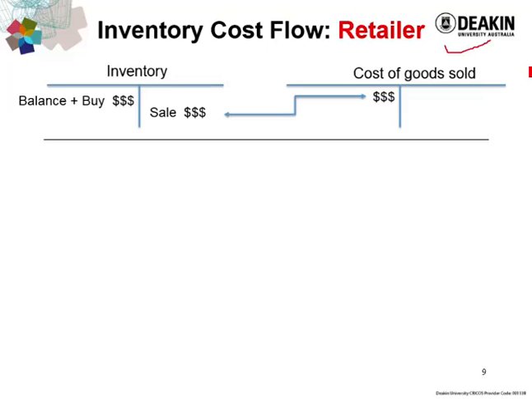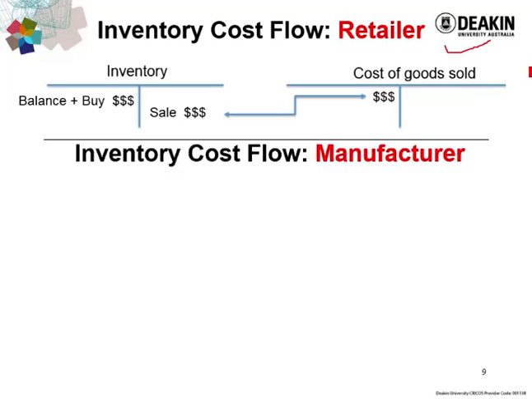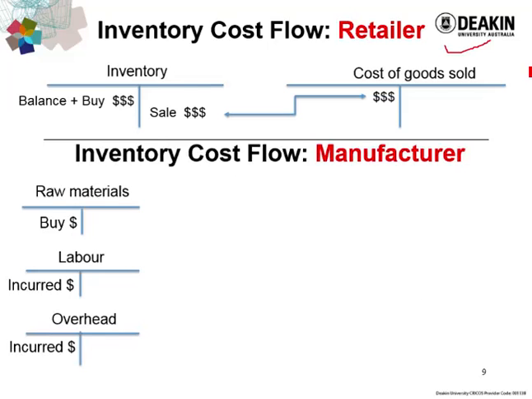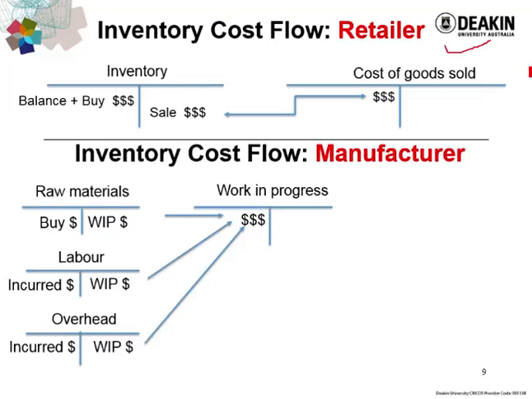The inventory cost flow for manufacturer is more complicated, and you will get a chance to learn more when you do management accounting unit. For the raw materials purchased and labor and overhead incurred, we will close them to an account which is called work in progress account, because we want to recoup the costs and expenses incurred during our production. And recall that work in progress is an asset account. It is a type of inventory account.